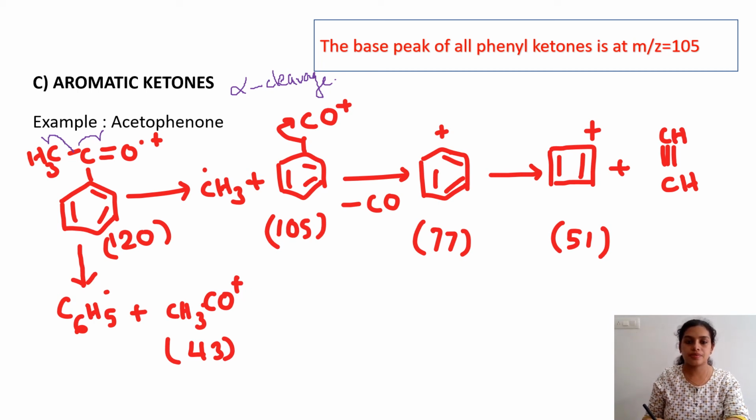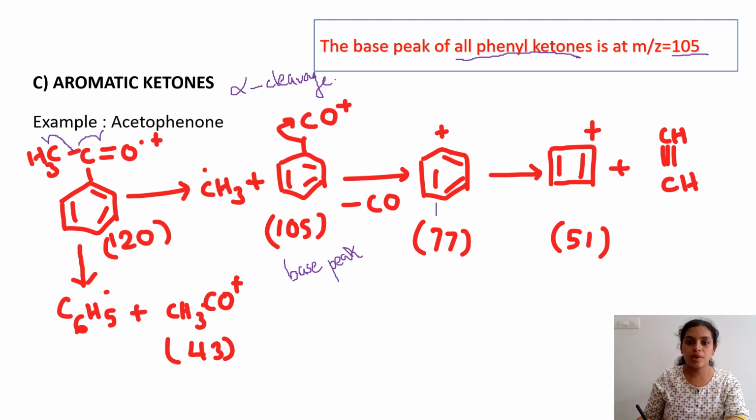And this is the base peak. The m/z at 105 is the base peak, and it is the base peak of all phenyl ketones. It's a phenyl ketone because the one group attached is a benzene ring. For all phenyl ketones, the base peak is at m/z equal to 105. Now from here, carbon monoxide is eliminated to give you a phenyl carbocation.